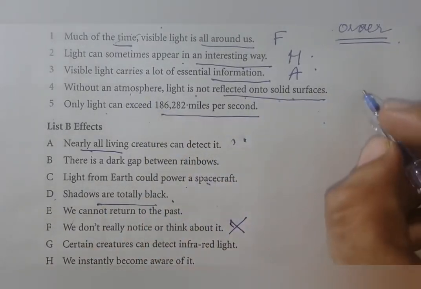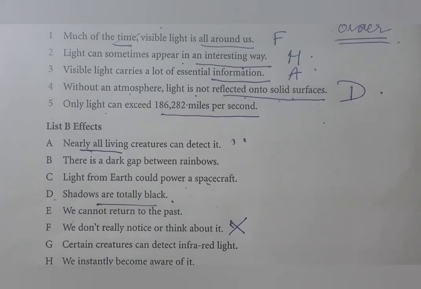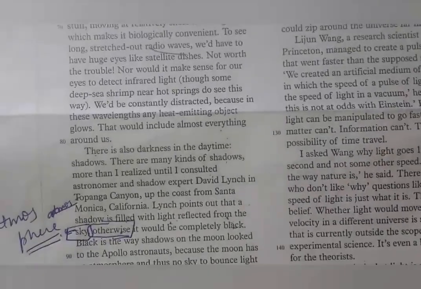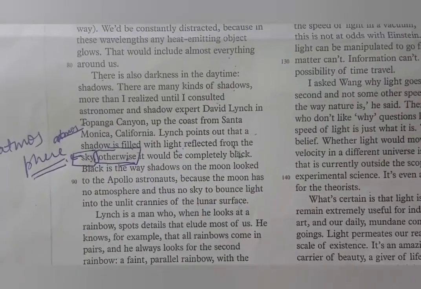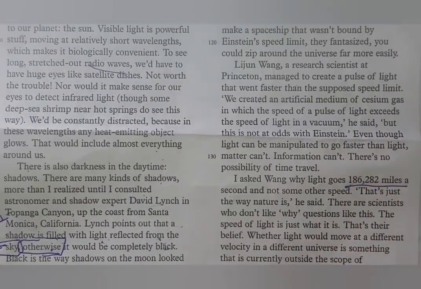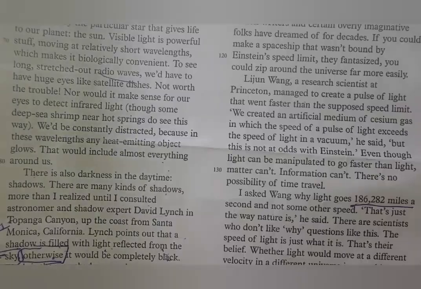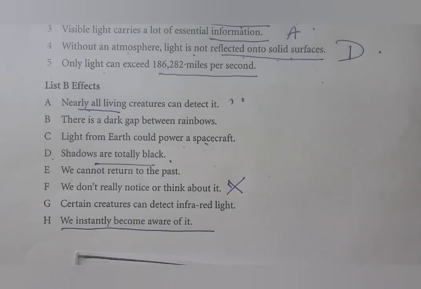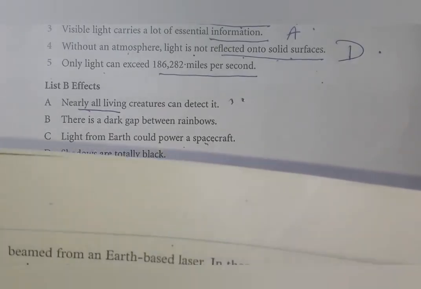Right? Shadows are totally black. Only light can exceed, find 186,282 miles per second. Light can exceed. So I'll check the number here. Why waste time on this, the column is not there. This I got here. Why light goes miles. One minute. What is the statement here? Let me check. He said light can exceed 186,282 miles per second. Only light.